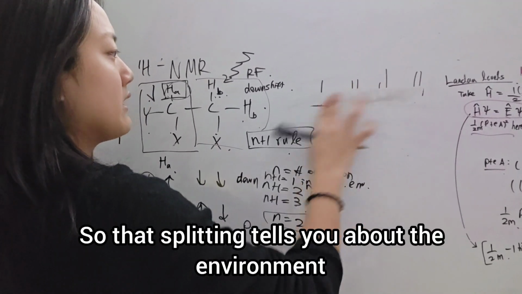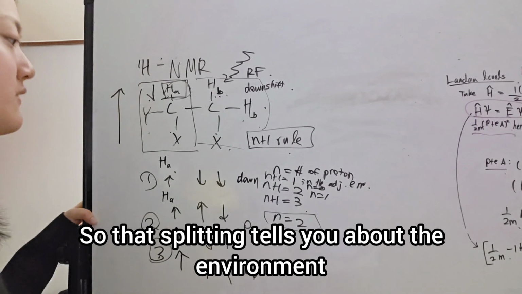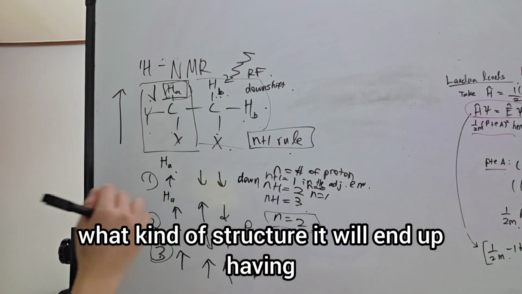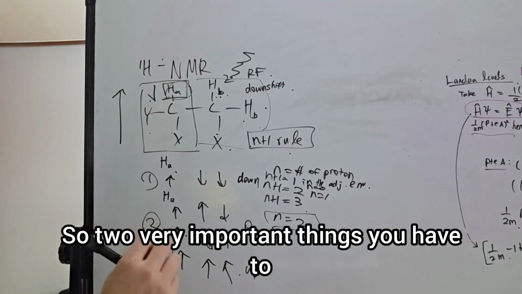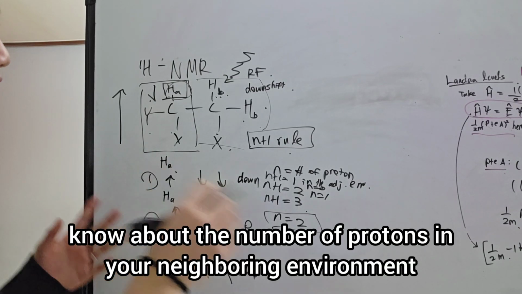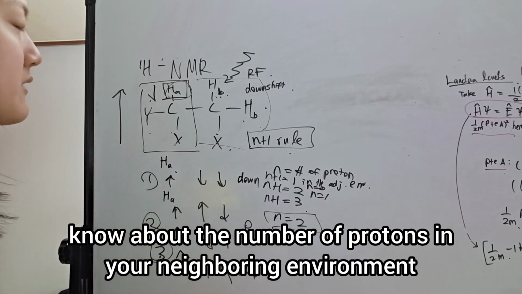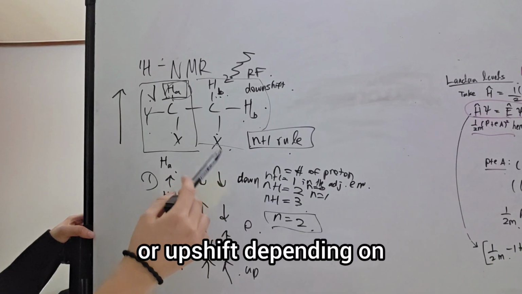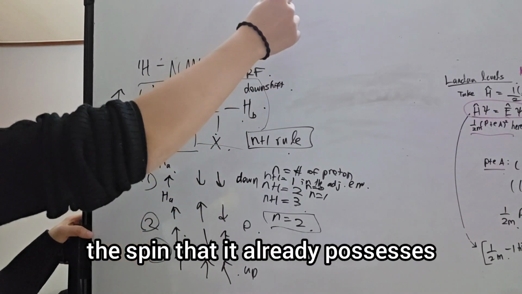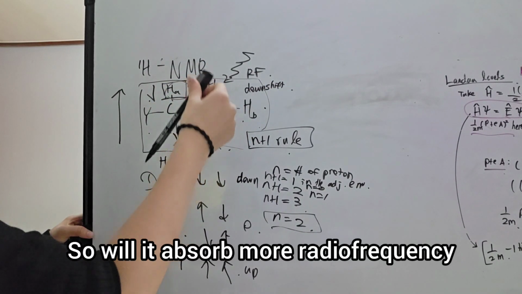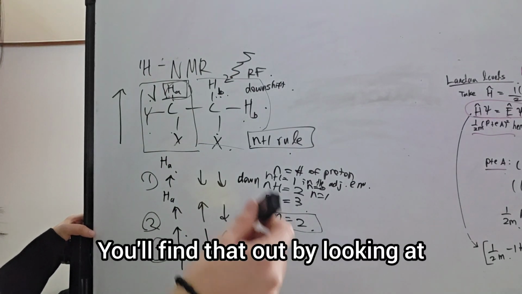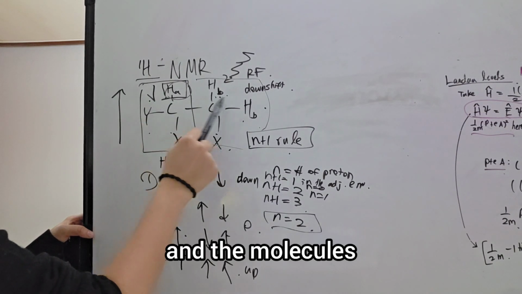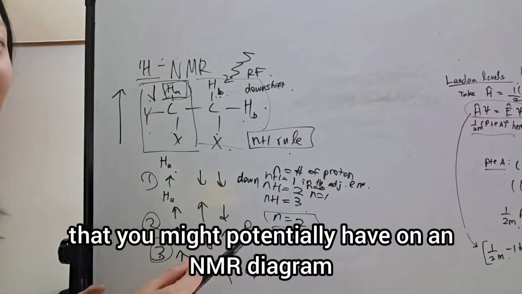So that splitting tells you about the neighboring environment, so you can guess what kind of structure it will end up having. So 2 very important things. You have to know about the number of protons in your neighboring environment, and you also have to know about whether it's going to be downshift or upshift depending on the spin that it already possesses. So will it absorb more radio frequency or less radio frequency? You'll find that out by looking at the NMR target that you have and the molecules that you might potentially have on an NMR diagram.